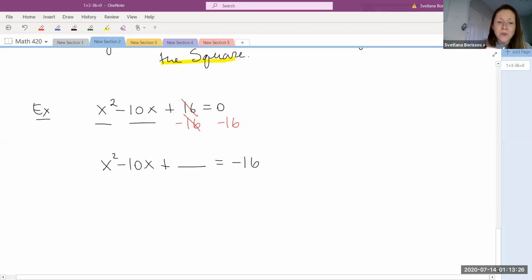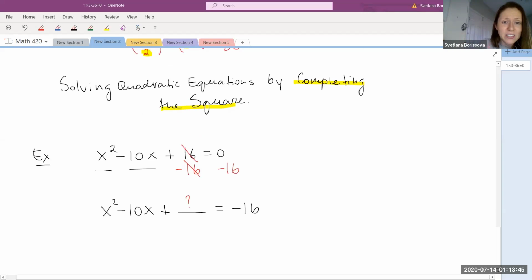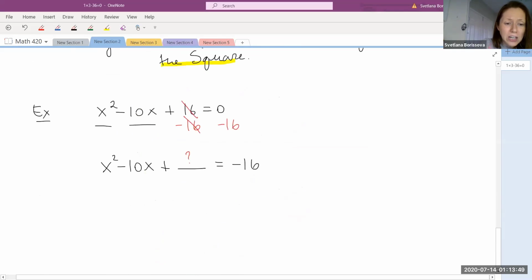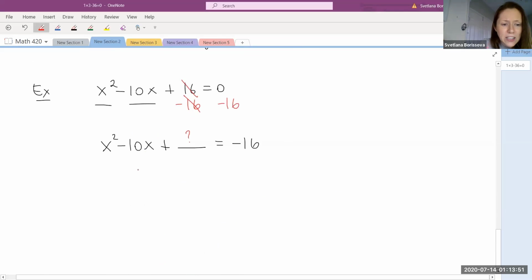Okay, after you remove that number, the constant, now you're going to be working on obtaining the perfect square trinomial. In other words, now you're going to be working on finding what number to place here so that the left-hand side creates a perfect square trinomial. And that's what we just practiced, exactly what we just did over here. How do we obtain it? So see if you can remind me.